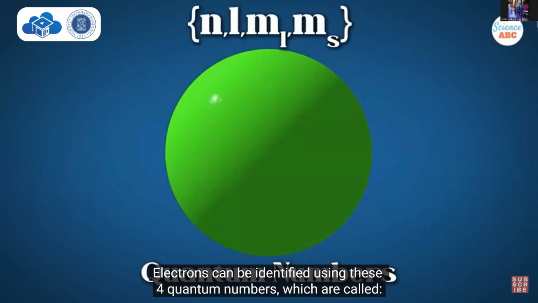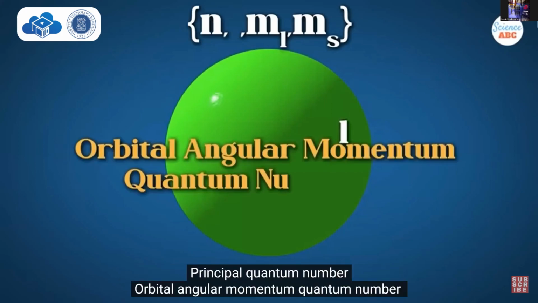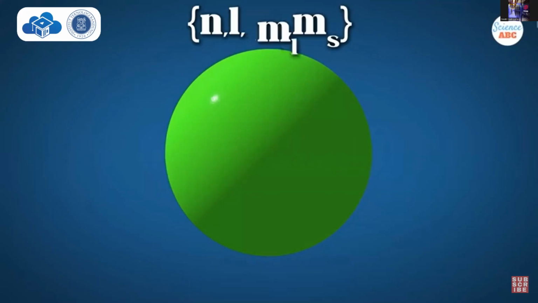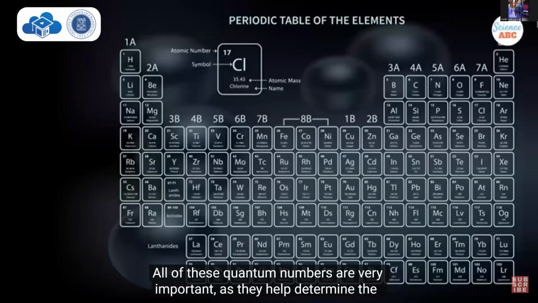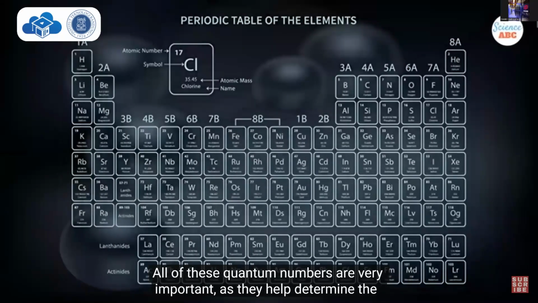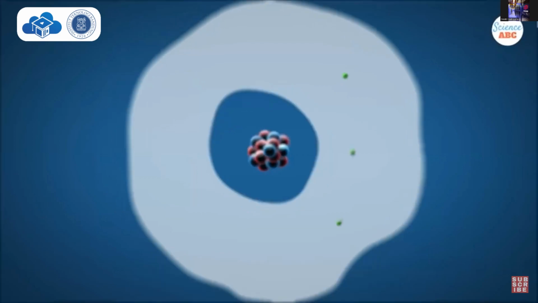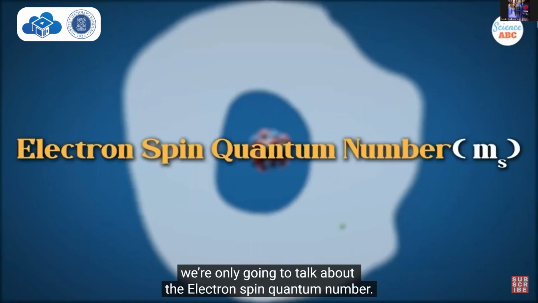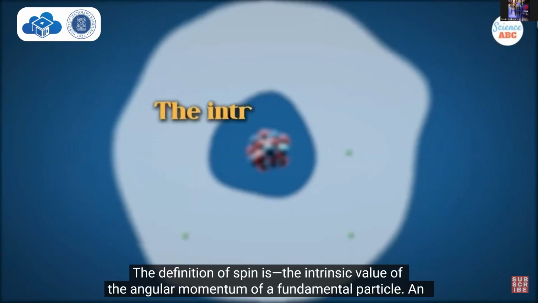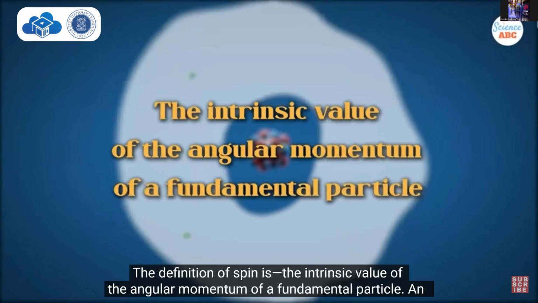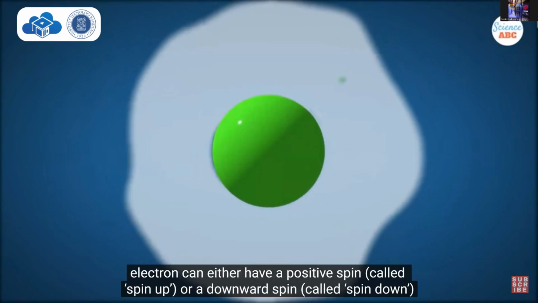Electrons can be identified using these 4 quantum numbers, which are called the principal quantum number, the orbital angular momentum quantum number, the magnetic quantum number, and the electron spin quantum number. All of these quantum numbers are very important, as they help determine the electron configuration of an atom and the probable location of electrons within that atom. However, for the scope of this video, we're only going to talk about the electron spin quantum number. The definition of spin is the intrinsic value of the angular momentum of a fundamental particle. An electron can either have a positive spin, called spin up, or a downward spin, called spin down.